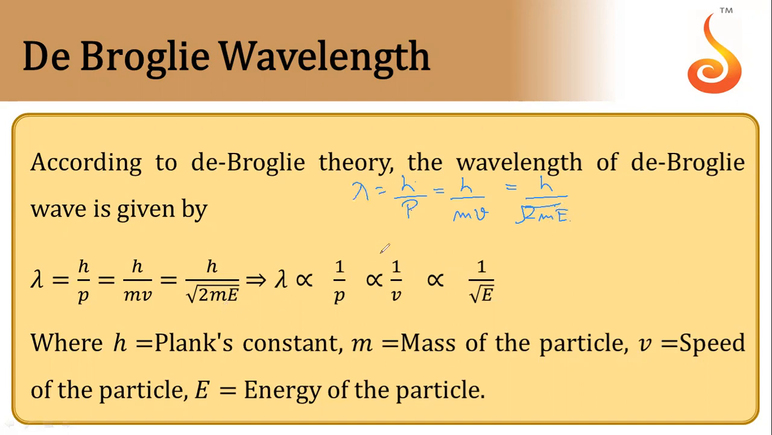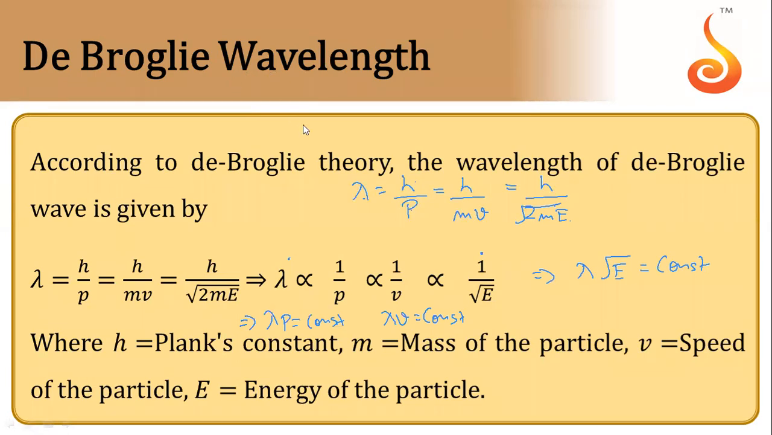Okay, or you can see from here lambda is inversely proportional to momentum, or you can say the product of lambda into momentum will be constant. For the second one, you can see again lambda is inversely proportional to velocity, or the product of lambda into velocity will be constant. Compare these two. So the product of lambda into root of kinetic energy will be a constant. Okay.